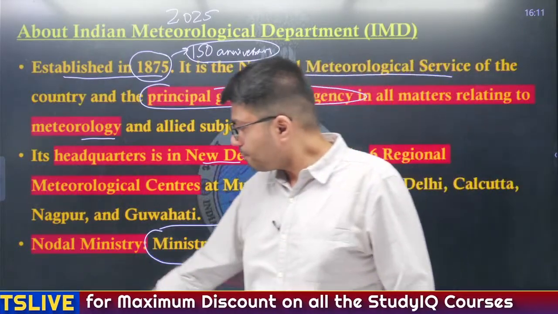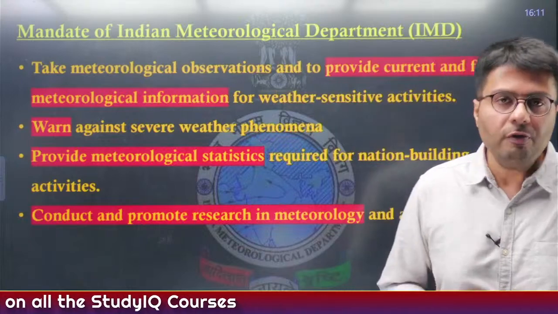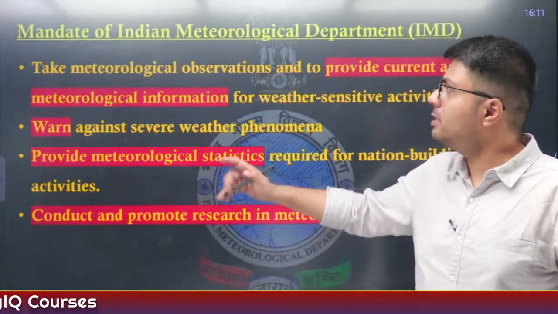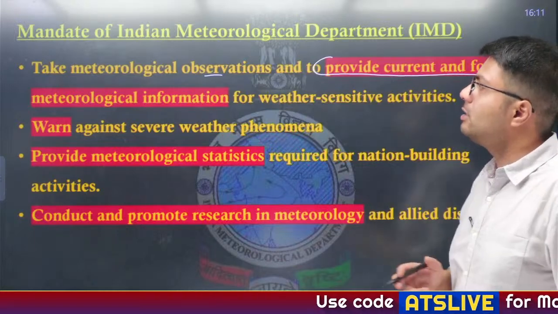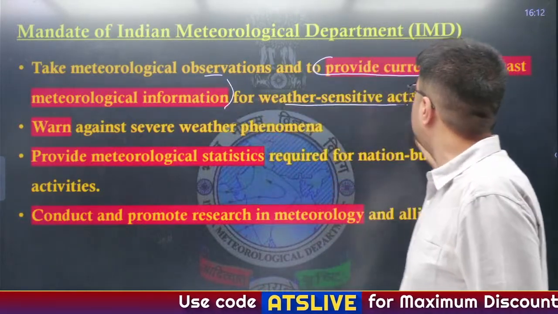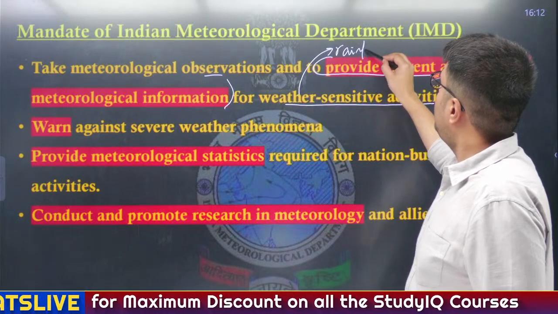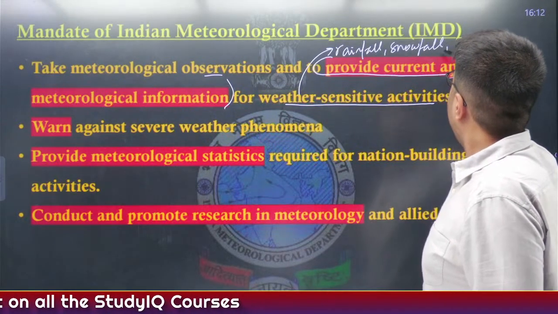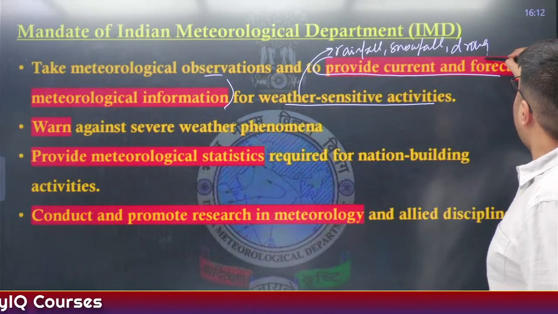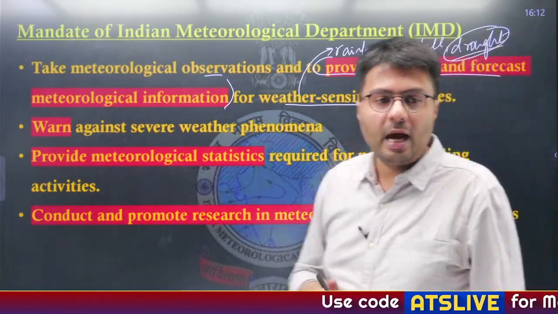Also, let us understand what is the mandate or what is the responsibility of the Indian Meteorological Department. Now first, it takes meteorological observations and provides current and forecast meteorological information for weather sensitive activities, right? So the amount of rainfall in the country, the amount of snowfall in the hilly states, whether or not the country will experience drought and in which regions the droughts will prevail, all of this is predicted by IMD, right?